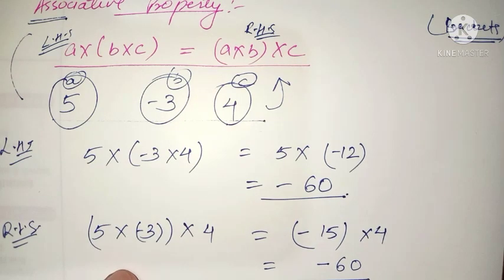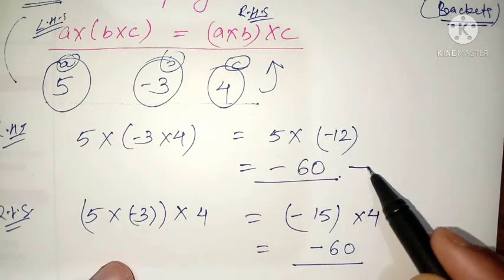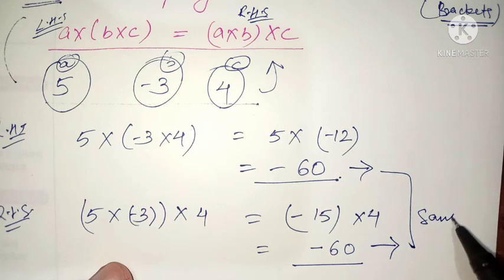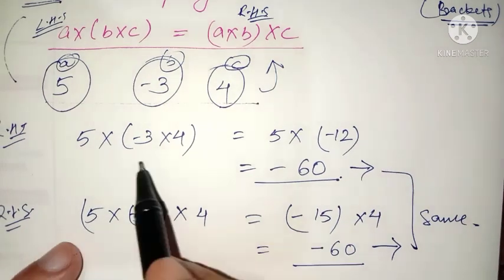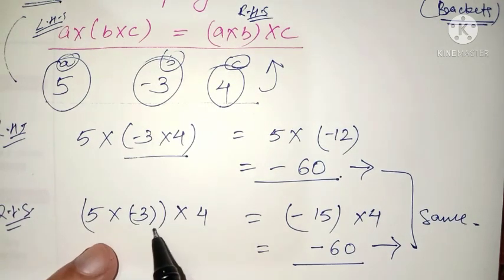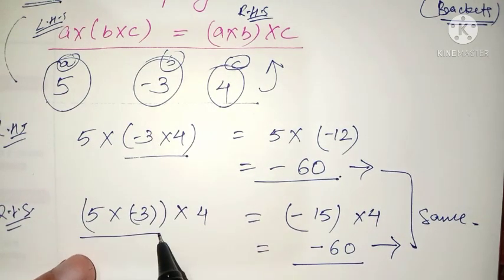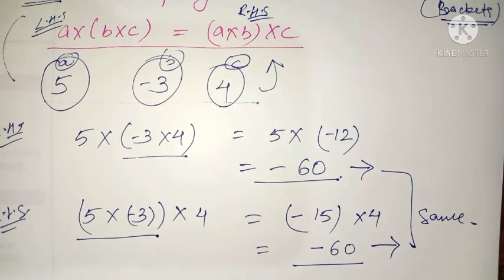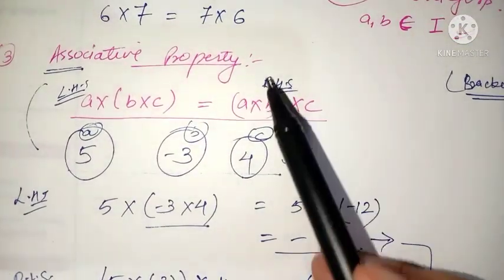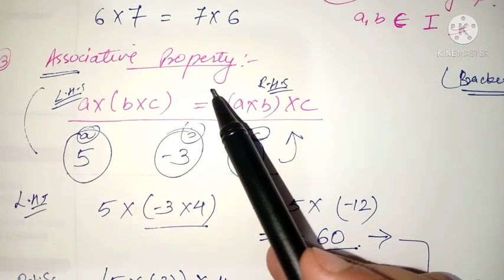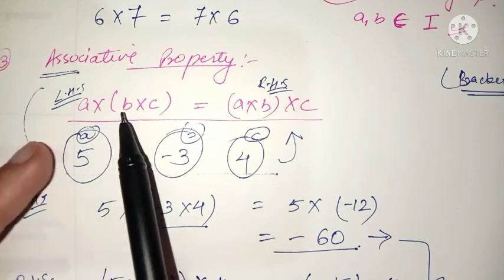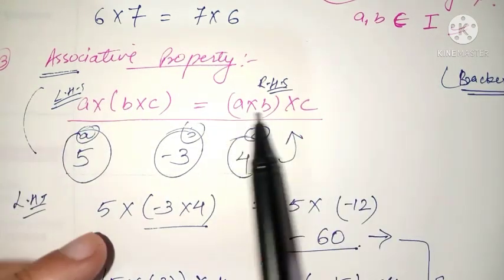So what you see here is that LHS and RHS are the same. We have just shifted the bracket, first over here and in the next set over here. So we have studied that in integers the associative property, with respect to multiplication, holds. It doesn't matter if we multiply in this set of brackets or in this set of brackets.